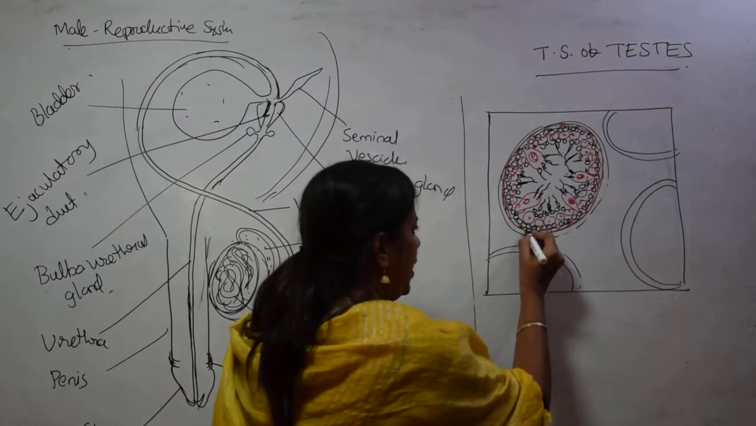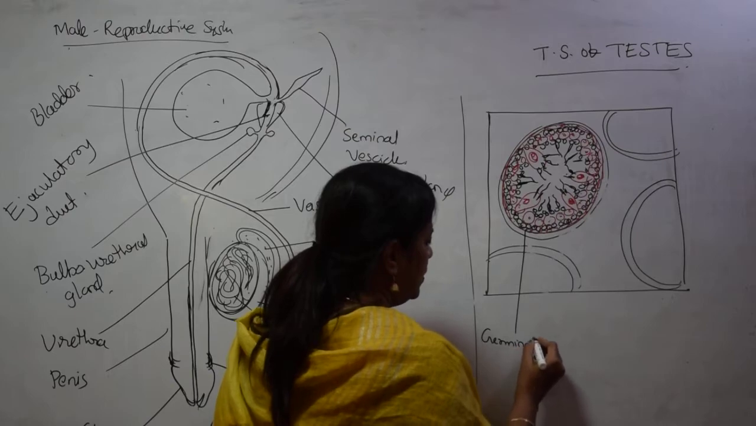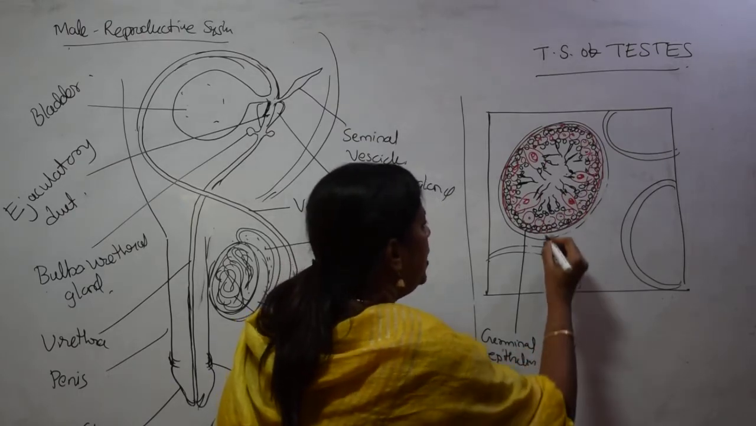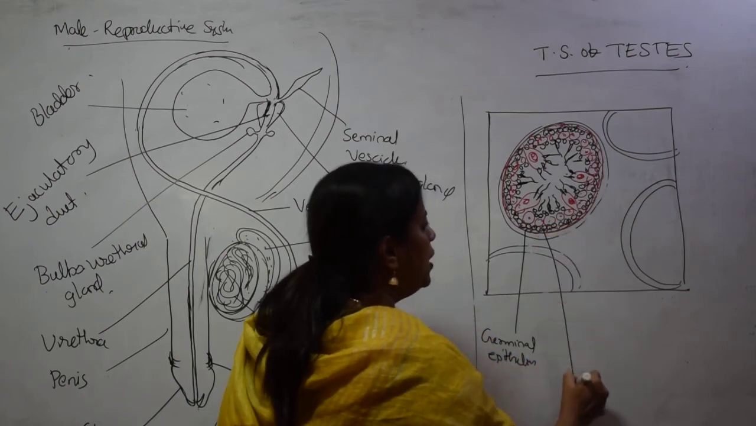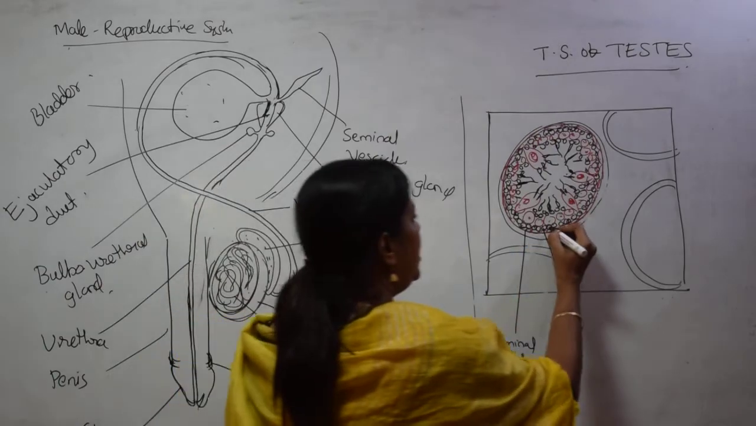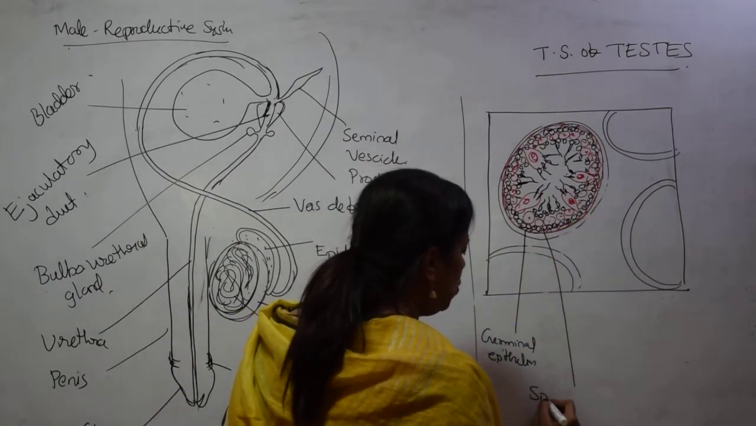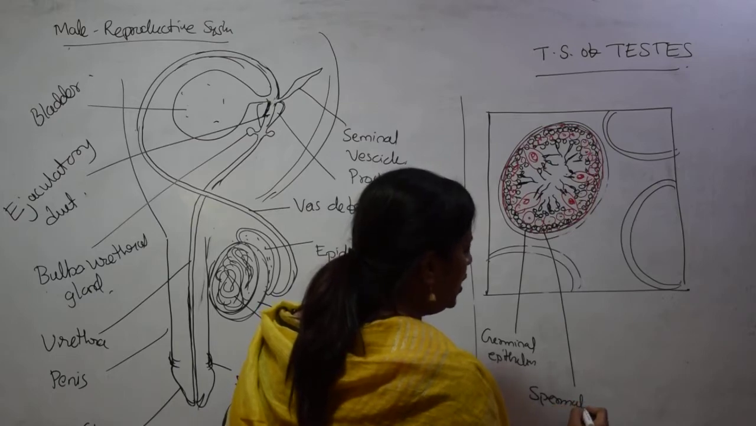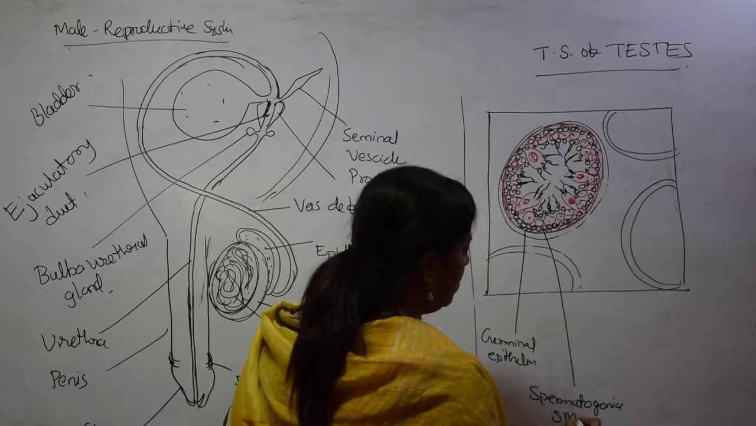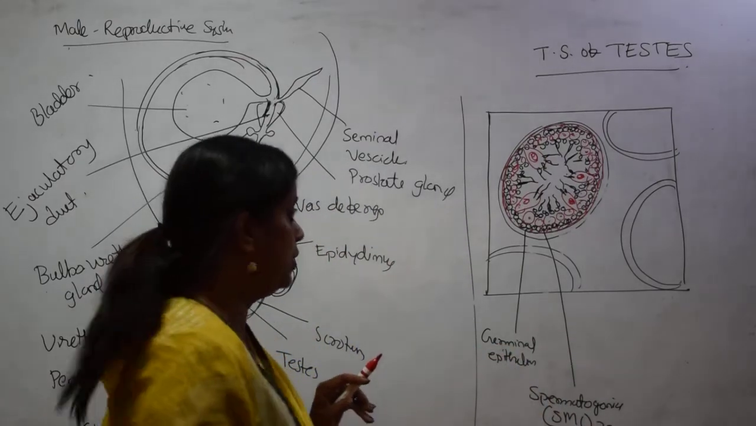The first red one I have drawn is the germinal epithelial lining, germinal epithelium. Then the next layer undergoes simple mitotic divisions, multiple divisions. This group of cells is called the spermatogonia or spermatogonial mother cells. These are all diploid in nature because they are just undergoing mitotic divisions.